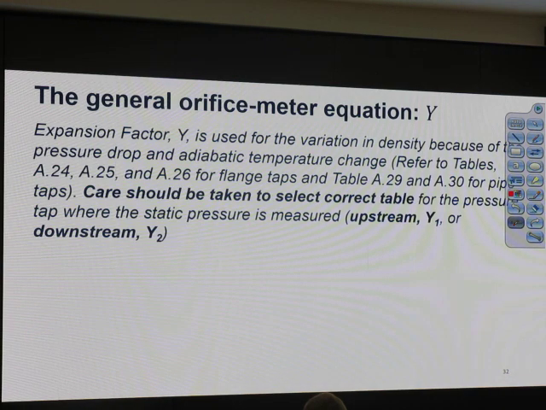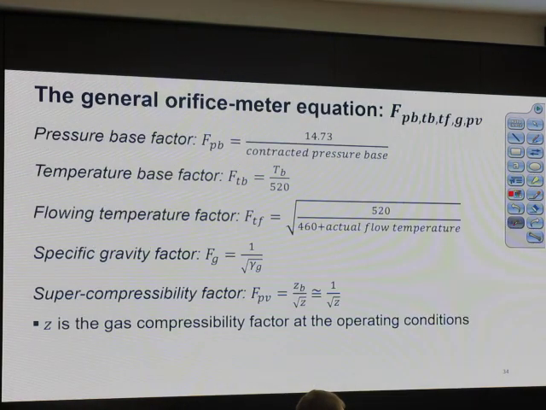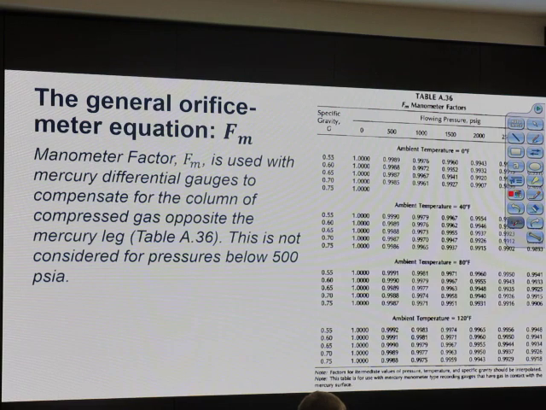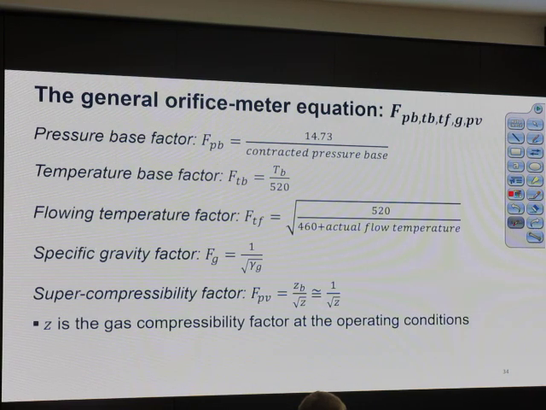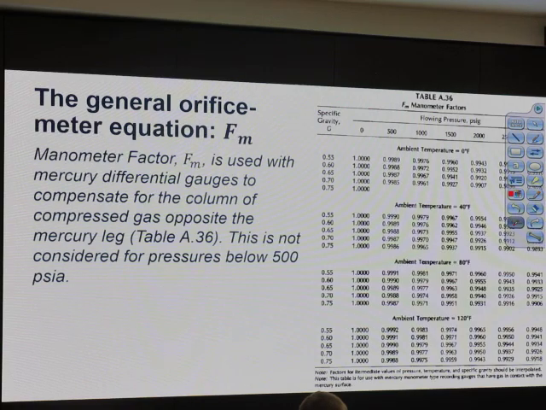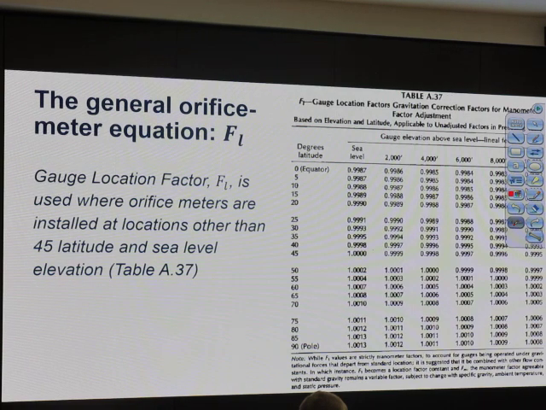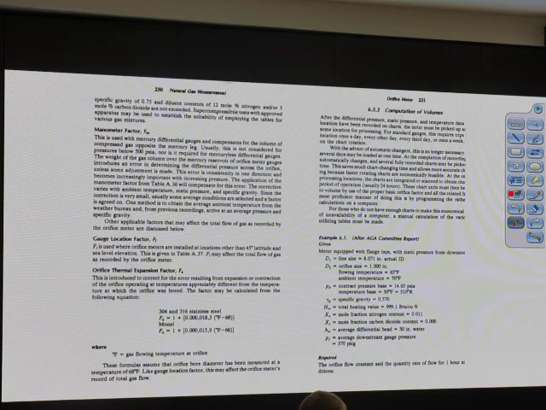Which factor accounts for what? I don't quite answer that. We basically skip. What is FPB, FT, all those things? What I'm going to ask is F sub B. F sub B accounts for what? Size of the orifice plane. Okay, that's F sub B. The rest is just open the table, read it. We skip all that.